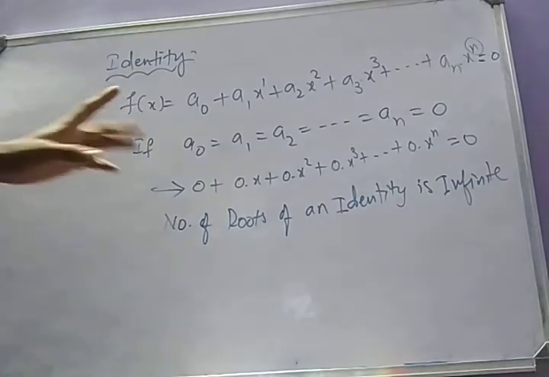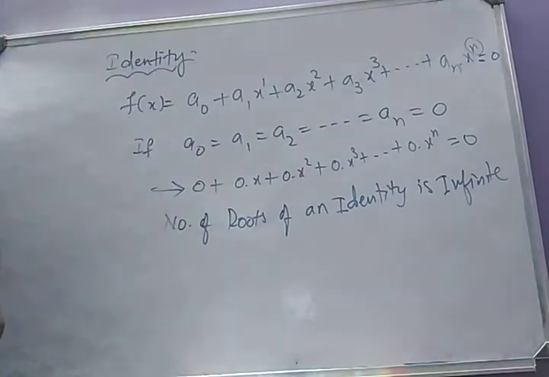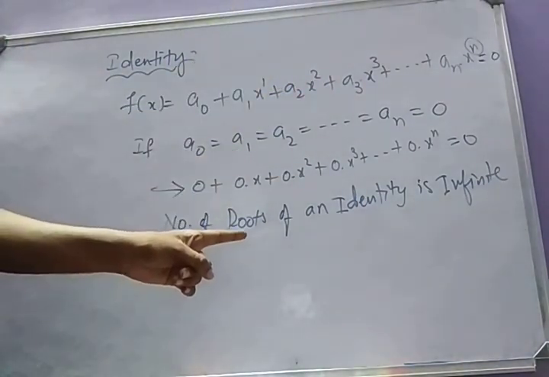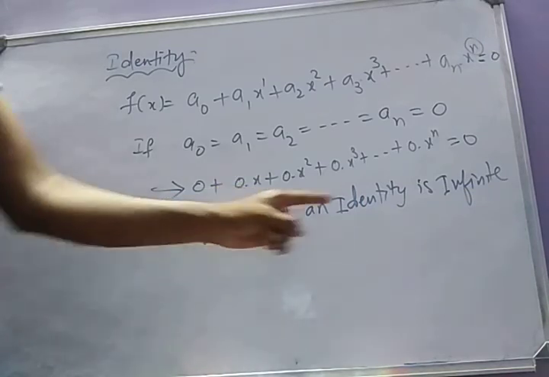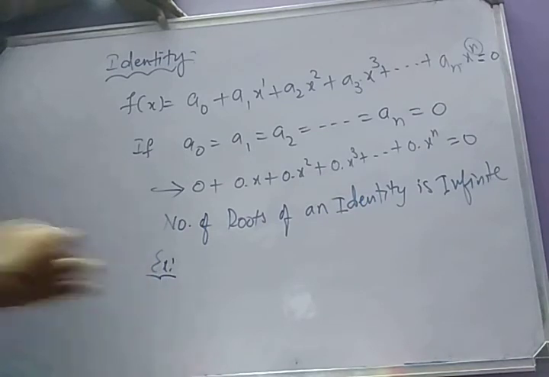Actually, if it is a polynomial equation, the number of roots must be n only. But because it is an identity, the number of roots is infinite. Let us see an example to have clarity on this.